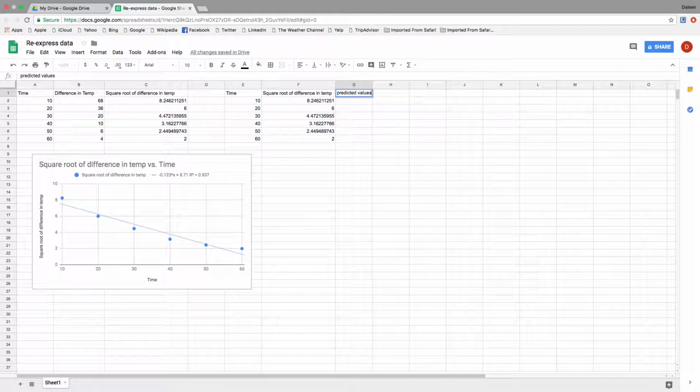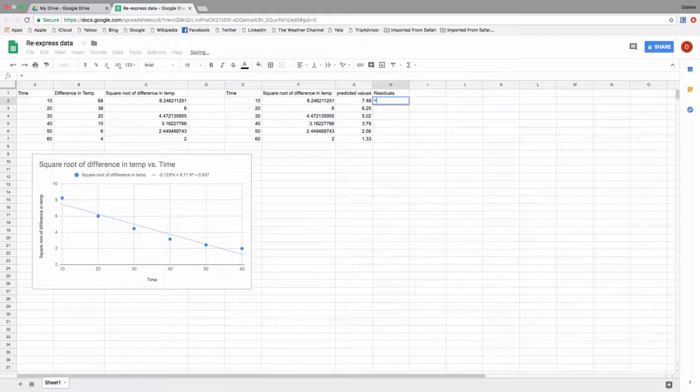I'll just say predicted values. Again, I'm going to enter the equation from the scatter plot. The scatter plot says that the predicted difference in temperature is negative 0.123 times time, times x, plus 8.71. So I can drag down my predicted values, and now I can find my residuals.